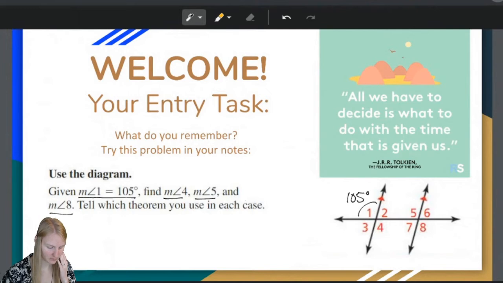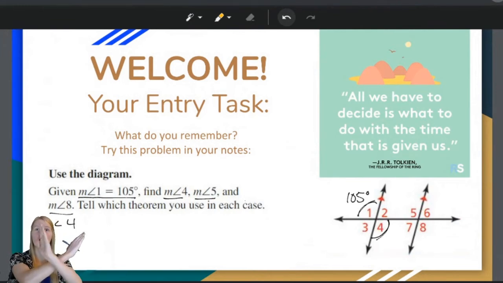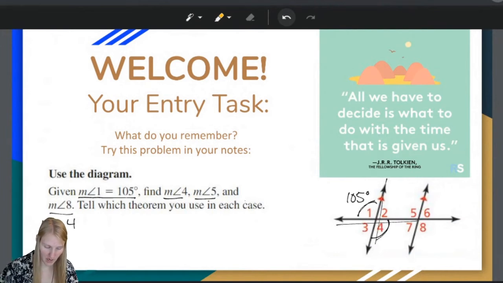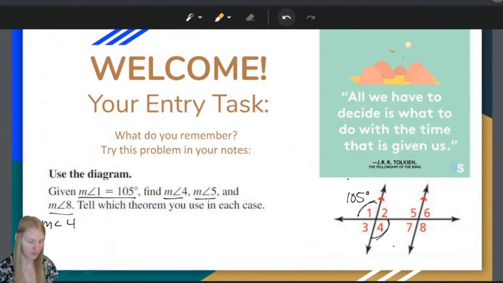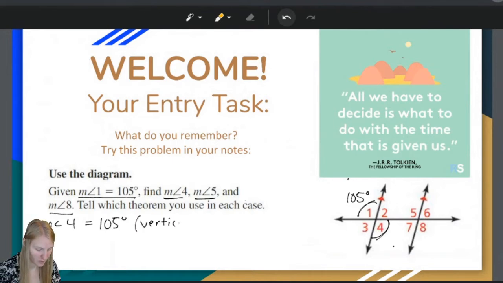Okay. So first, let's start with the measure of angle 4. Aha! Well, look at that. 1 and 4 are vertical angles. Two lines that are crossing each other, and 1 and 4 are on the opposite sides. So the measure of angle 4 is the same as the measure of angle 1. It's 105 degrees because of the vertical angles theorem.